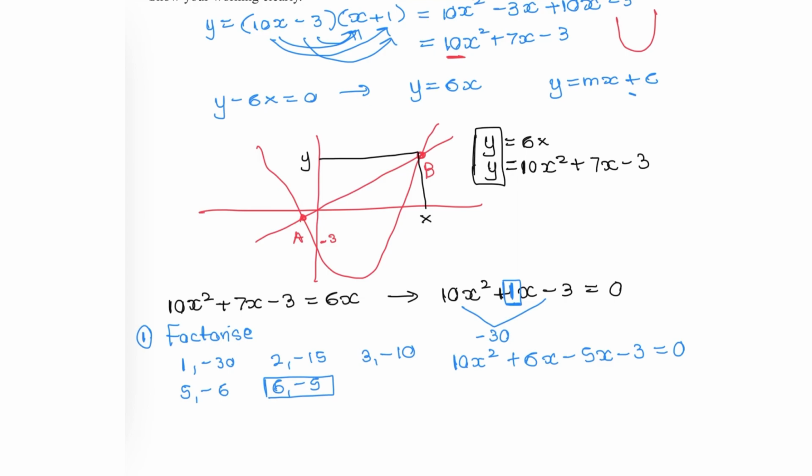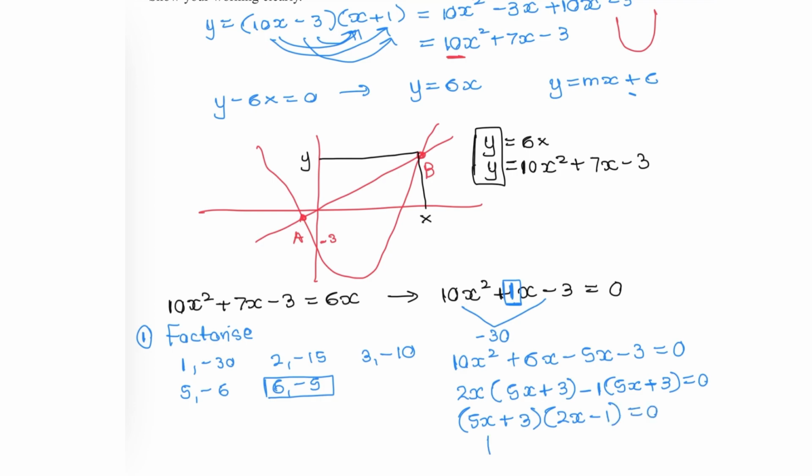So I'm going to take out a 2 and an x, leaving me with 5x plus 3, and then I'm going to take out a negative 1 from the second two, to give me the same 5x plus 3 in the bracket. So since 5x plus 3 is common, I can take that as one bracket, and I can take the remaining, which is 2x negative 1, in my other bracket.